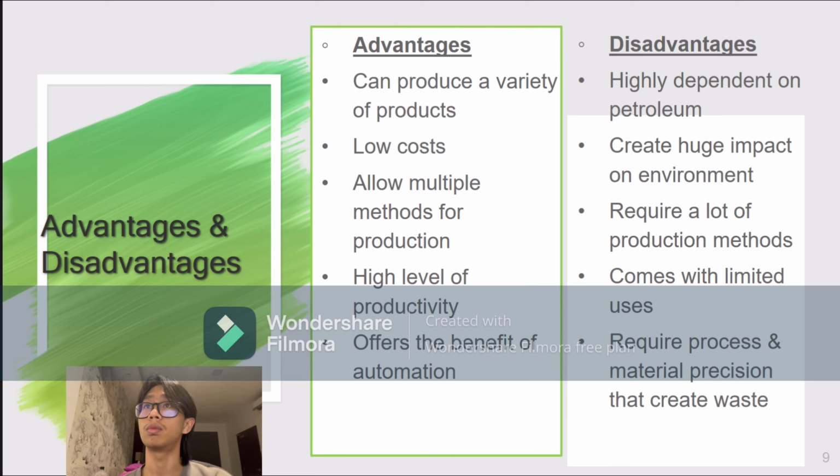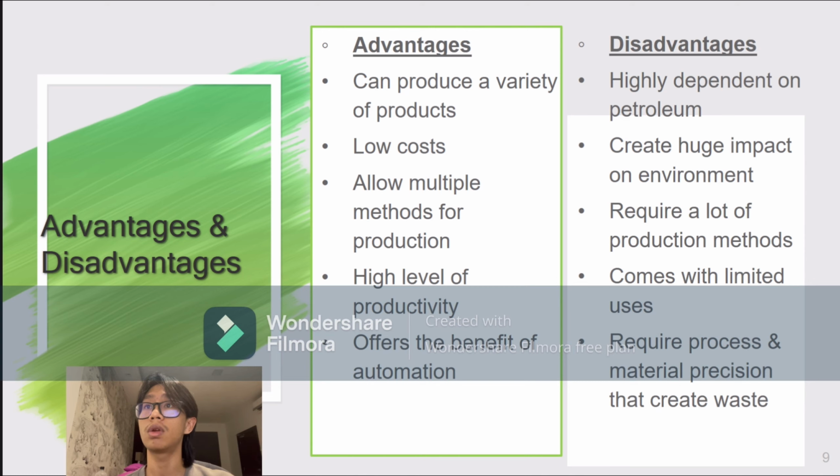And now let's talk about the disadvantages of blow molding. The first disadvantage of blow molding is it is highly dependent on petroleum. Like the gas industry, the blow molding sector highly relies on millions of gallons of petroleum to be able to produce plastic products. The second one is it creates a huge impact on the environment.